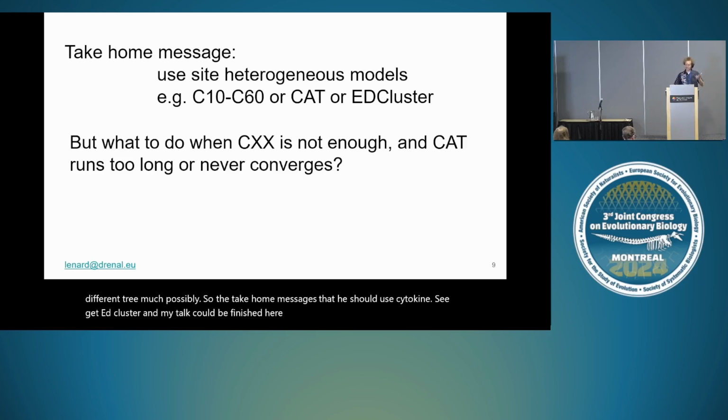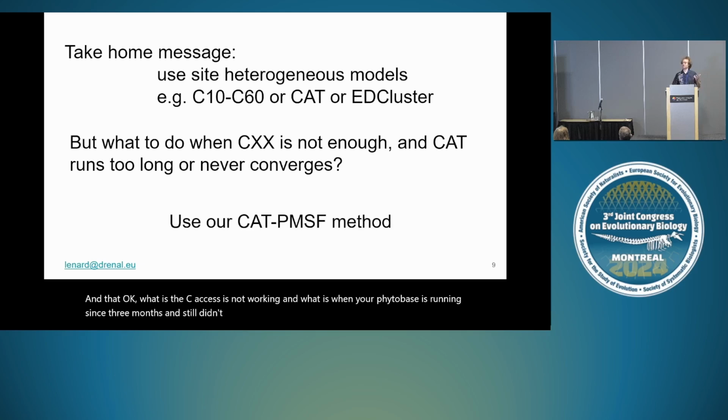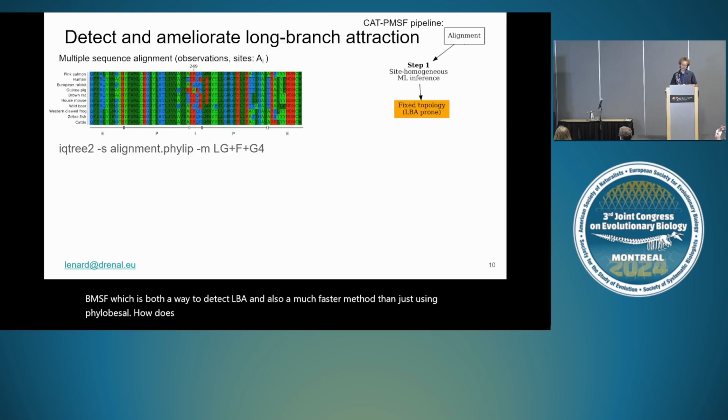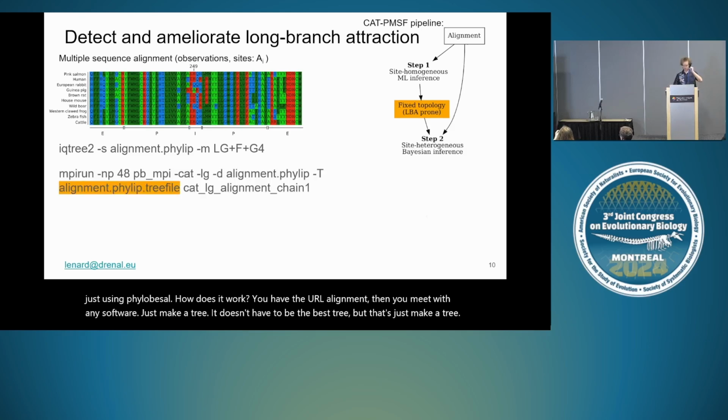But you would then ask the question that, okay, what if C60 is not working, and what if your PhyloBayes is running since 3 months and still didn't converge? This is when you should use our method, the CAT-PMSF, which is both a way to detect LBA and also a much faster method than just using PhyloBayes alone. How does it work? You have your alignment, then you make, with any software, just a tree. It doesn't have to be the best tree, but just make a tree, for example, with a site homogeneous model.